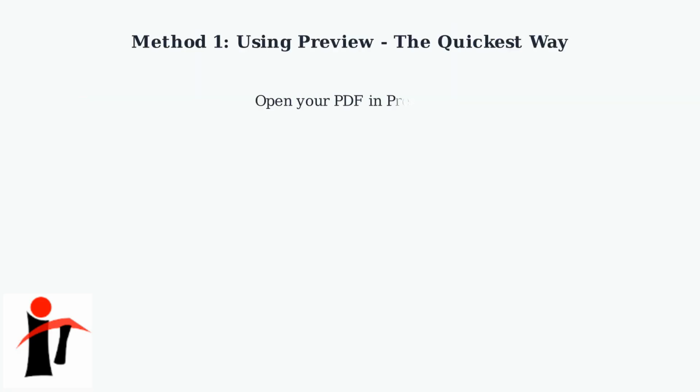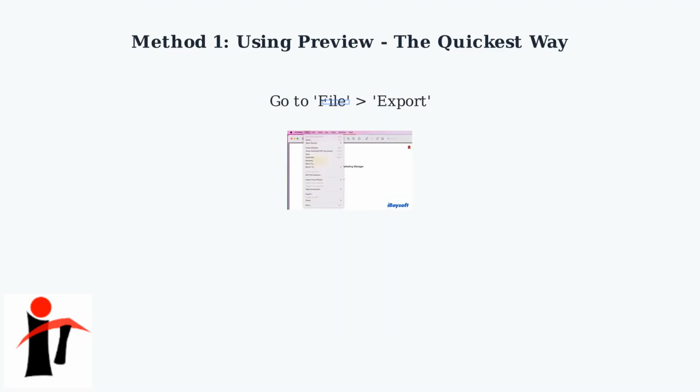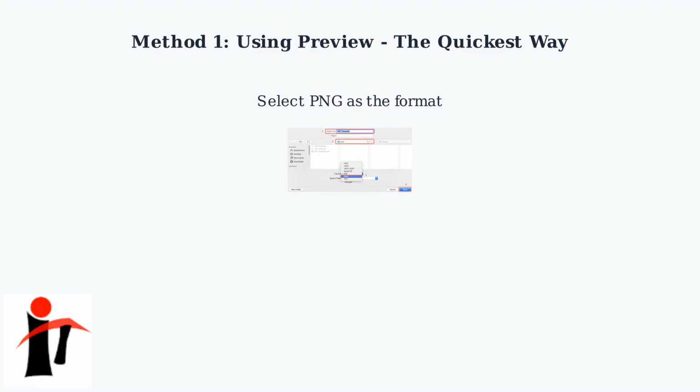Preview is the default PDF viewer on macOS and offers a simple export function. Start by opening your PDF in Preview. Next, go to the File menu and select Export. In the Export window, select PNG as the format.